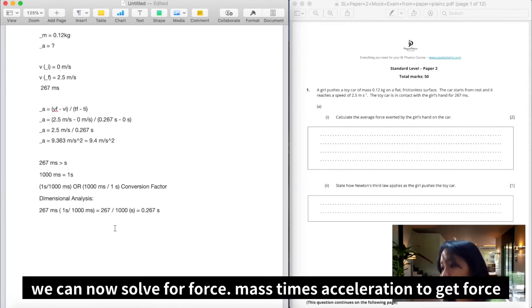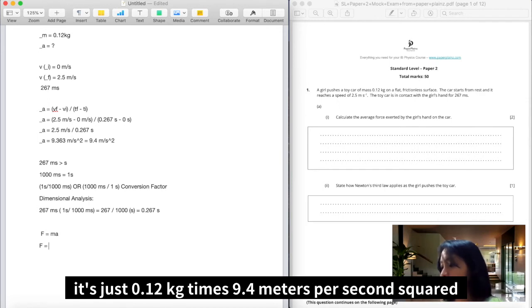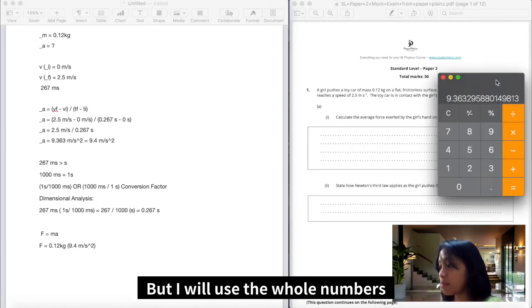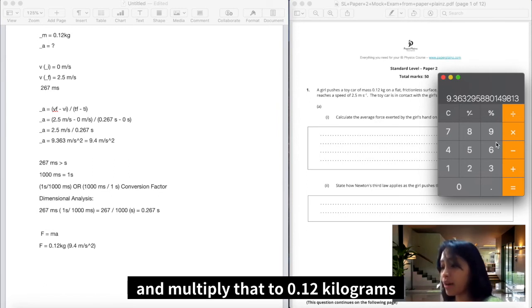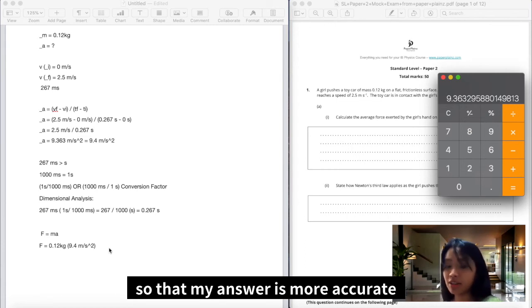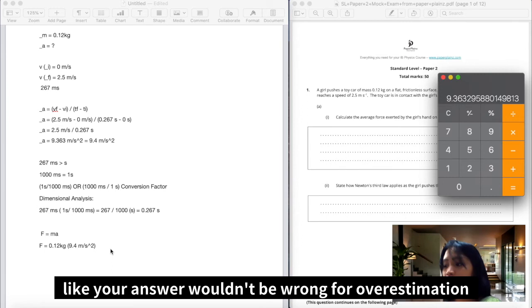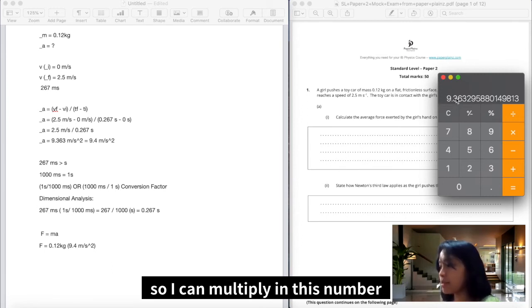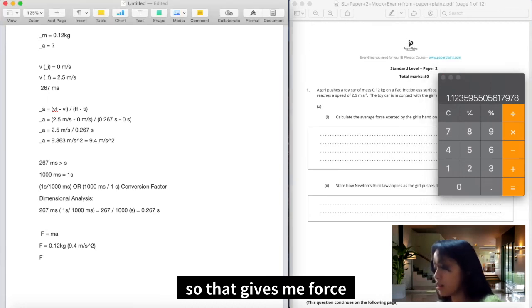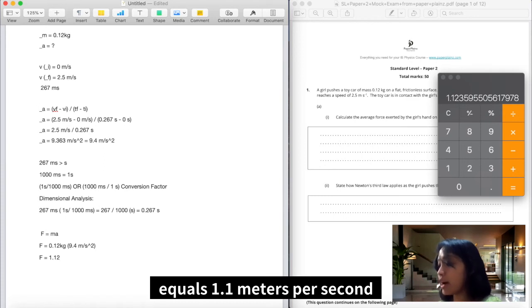Now that we have acceleration, we can now solve for force. Mass times acceleration. So force is just 0.12 kilograms times 9.4 meters per second squared. But I will use the whole number, this very long number, in my calculator and multiply that by 0.12 kilograms so that my answer is more accurate. So I recommend you do that so your answer wouldn't be wrong from overestimation. So I'm multiplying this number times 0.12. That gives me force equals 1.1235 kilogram meters per second squared.